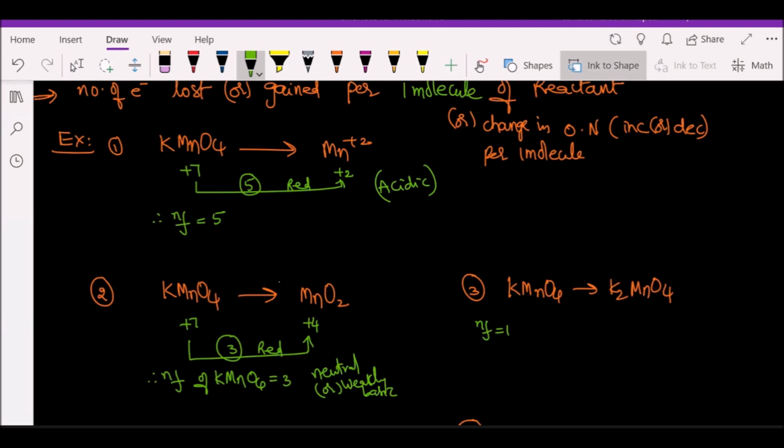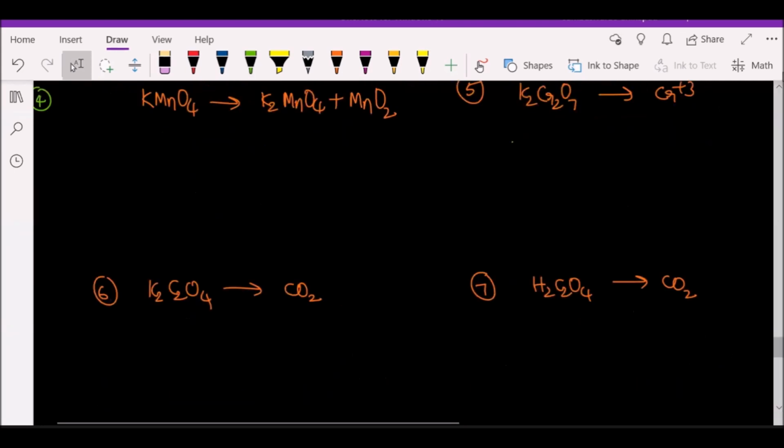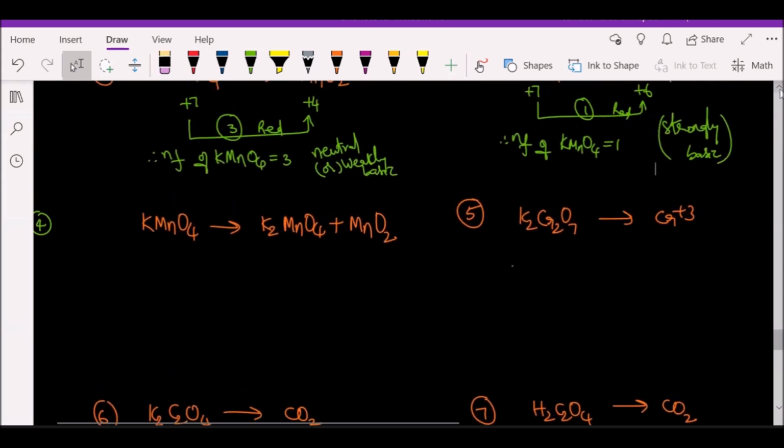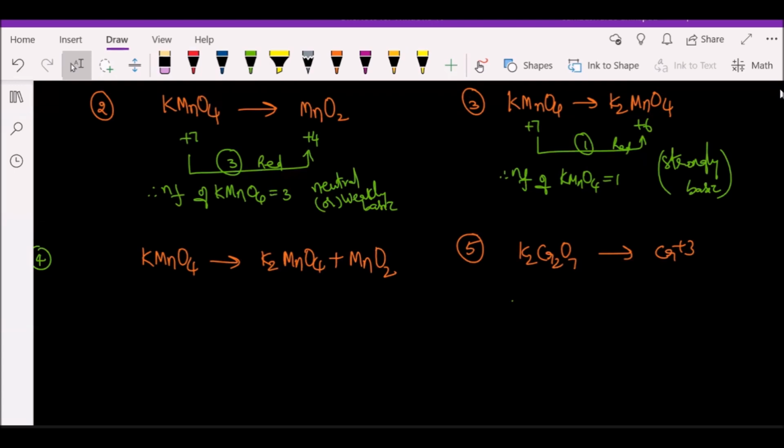And for manganese, the oxidation number is +7 and changing to +6. So reduction by 1, so that n factor of KMnO4 is 1 and it is a strongly basic medium. I hope it is done. Then 2 more examples are waiting for you on the screen. Yes, do them and say the answer to them.